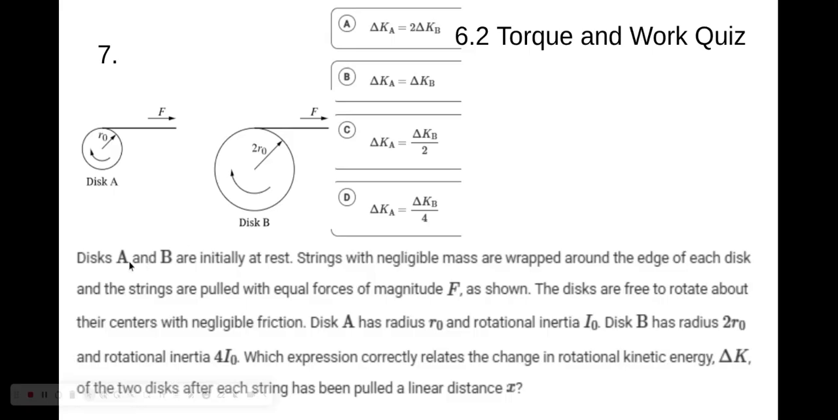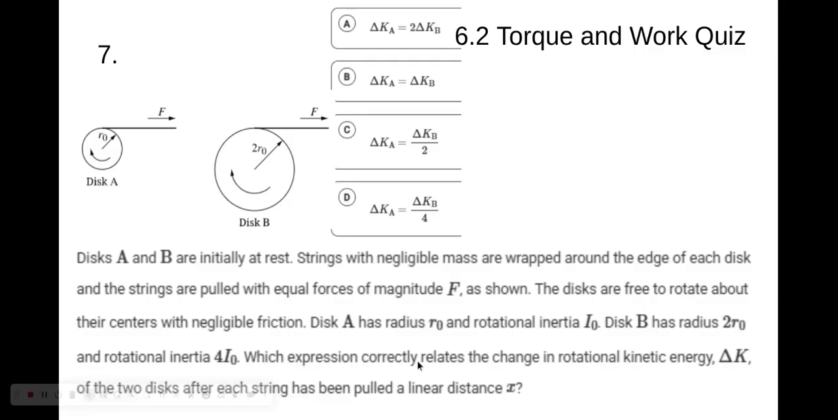All right. Disk A and B are initially at rest. Strings with negligible mass are wrapped around the edges of each disk. Strings are pulled with equal forces of magnitude F as shown, so these two forces are equal. The disks are free to rotate about their centers with negligible friction. Disk A has a radius of R naught, rotational inertia I naught. Disk B has a radius of 2 times R naught and a rotational inertia that's 4 times larger.